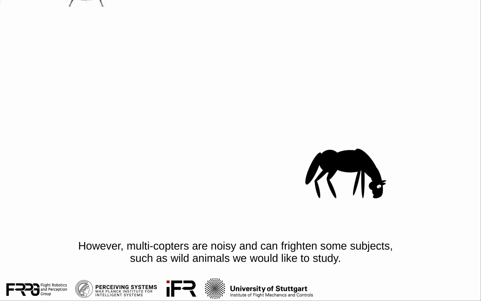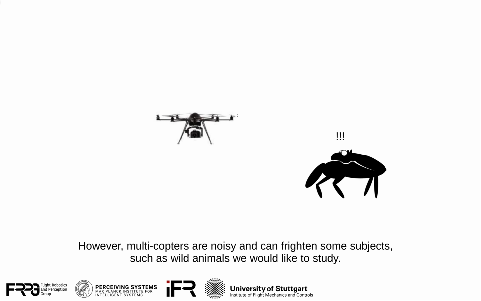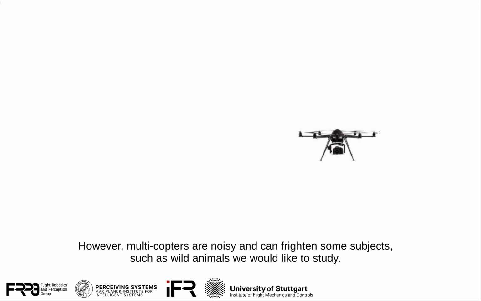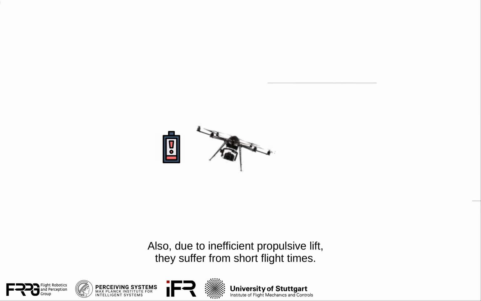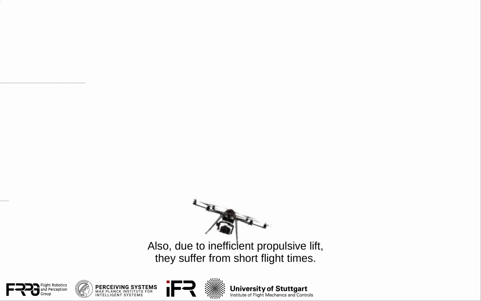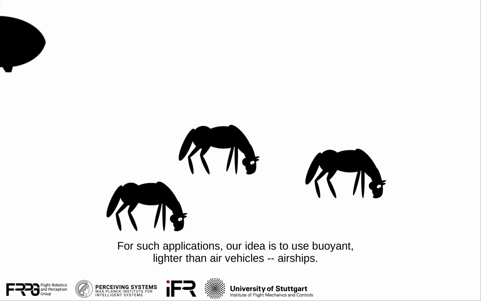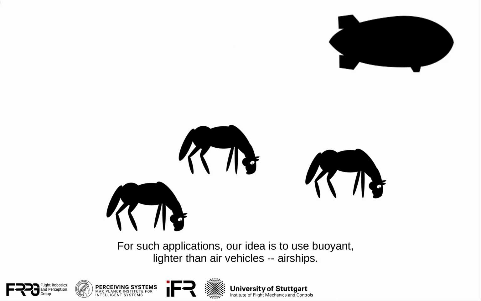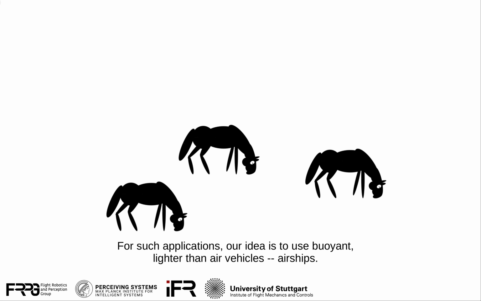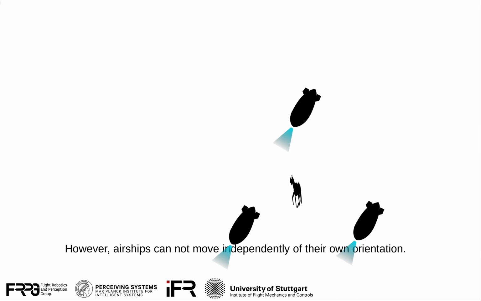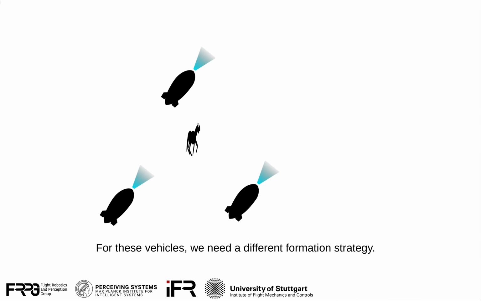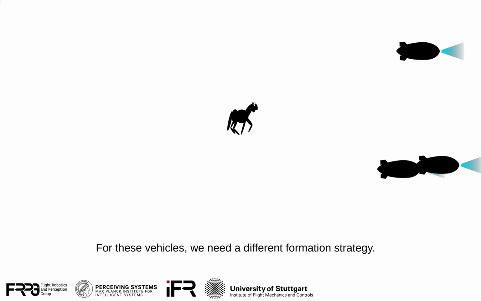However, multicopters are noisy and can frighten some subjects, such as wild animals we would like to study. Also, due to inefficient propulsive lift, they suffer from short flight times. For such applications, our idea is to use buoyant, lighter-than-air vehicles, airships. However, airships cannot move independently of their own orientation. For these vehicles, we need a different formation strategy.